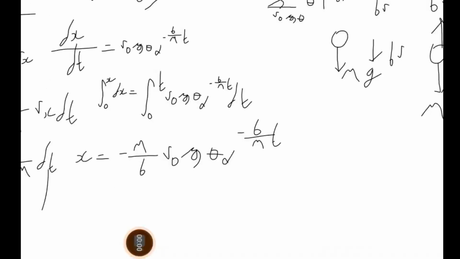If we integrate between... Okay, hello there. For some reason it cut off there.